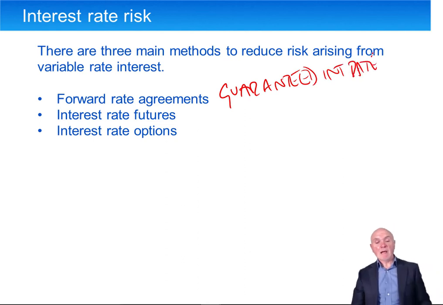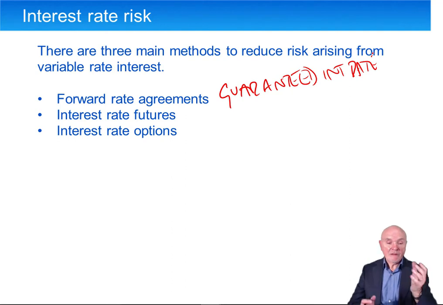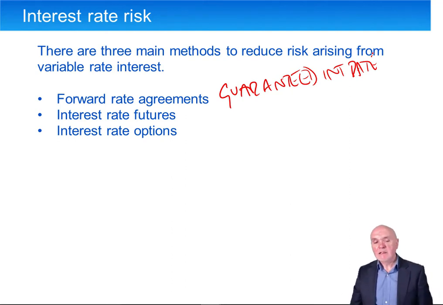So you go to your bank and say, I'm going to be borrowing a certain amount of money in 3 months' time. I would like to fix now a forward rate agreement. I would like to fix now the rate of interest I'm going to be charged. And it's quite complicated, but it essentially means that you will be given a guaranteed rate to borrow or indeed to deposit money.